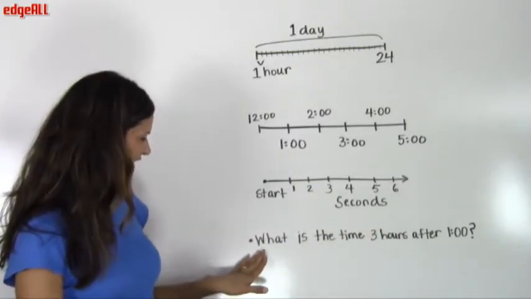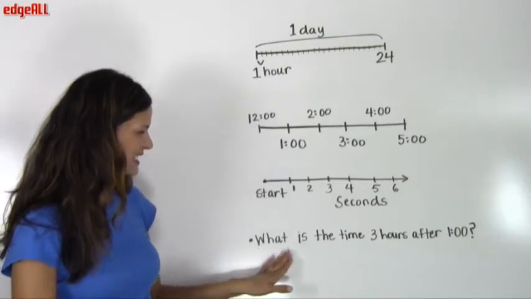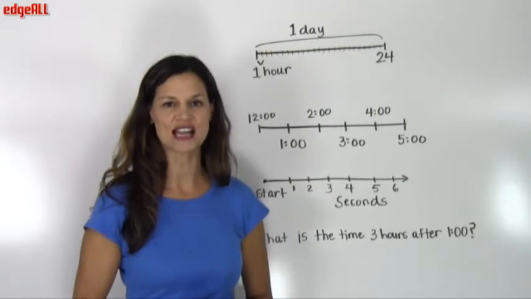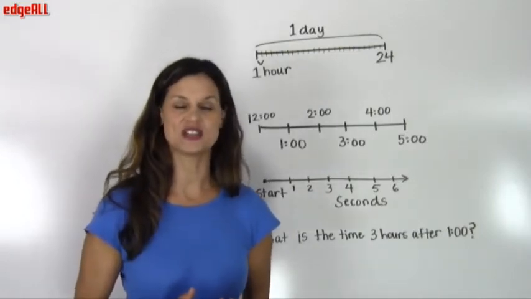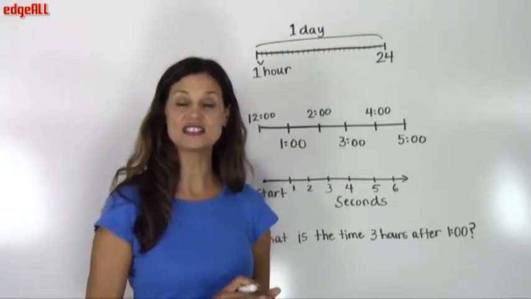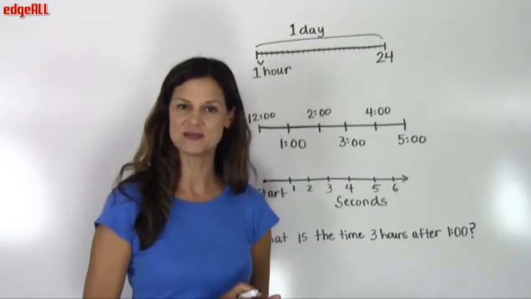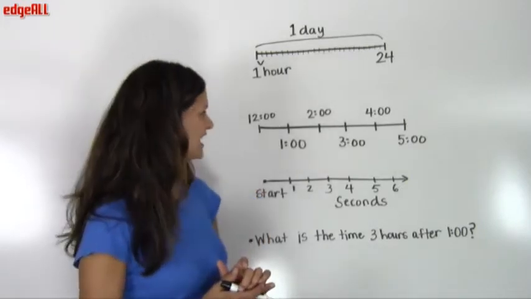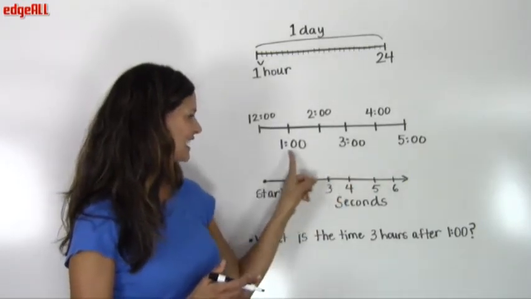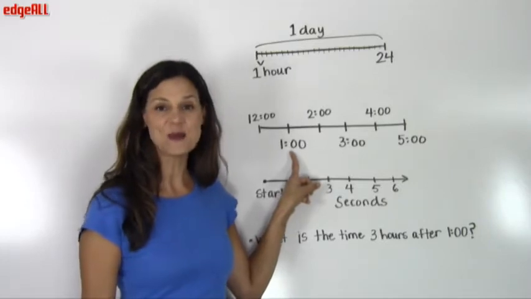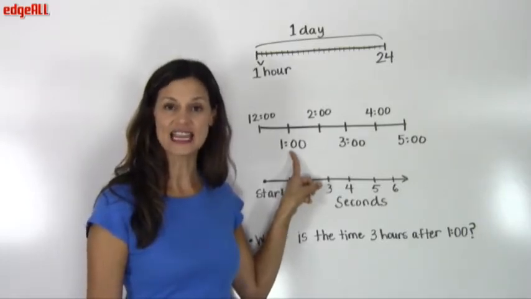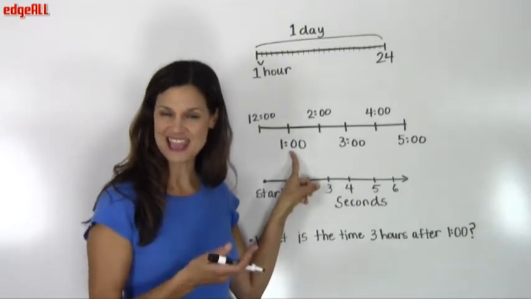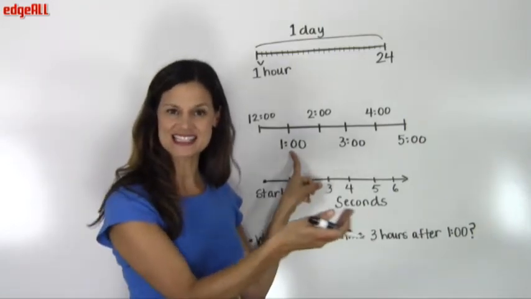If we have a question like this as an example, what is the time 3 hours after 1 o'clock? To answer this question, we will do something that feels a lot like addition. If we find the point 1 o'clock on a line, like a number line, we can add 3 hours by moving 3 hour-long spaces to the right of that point.